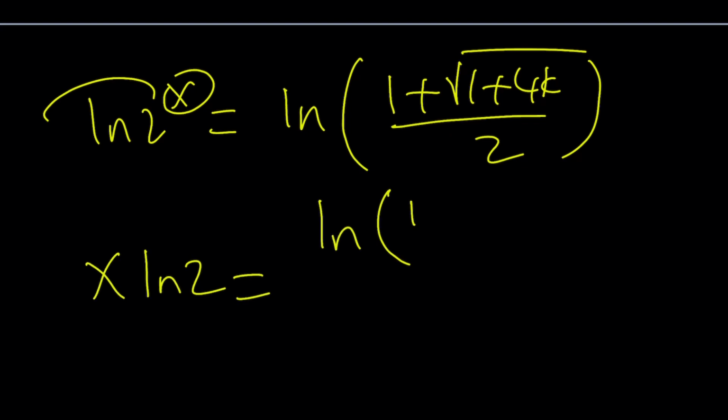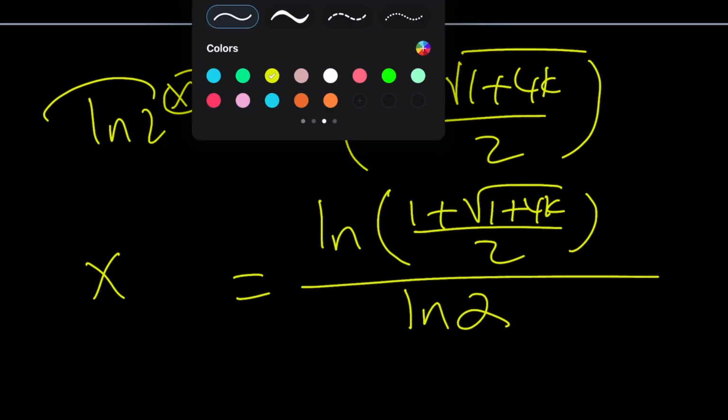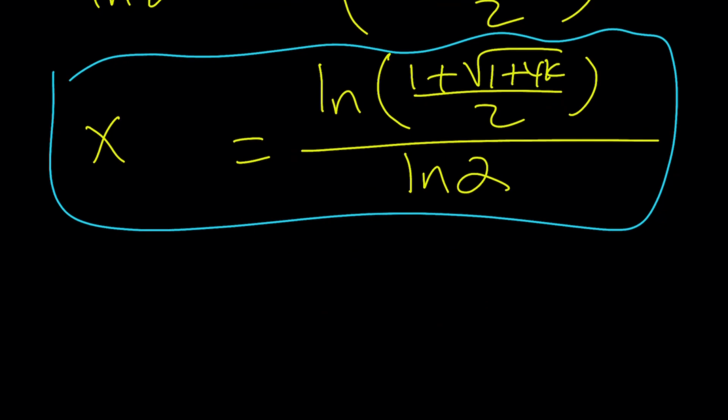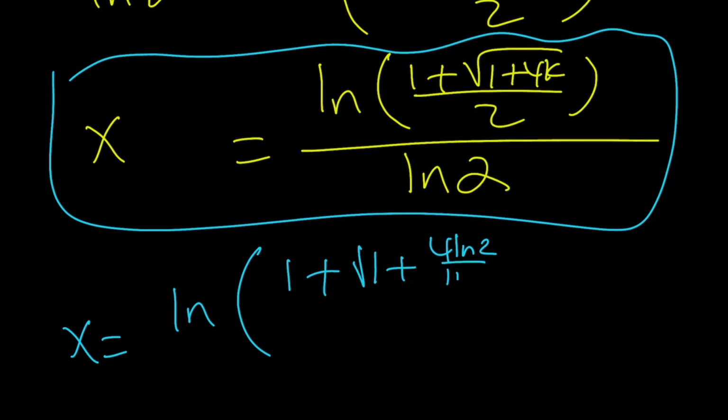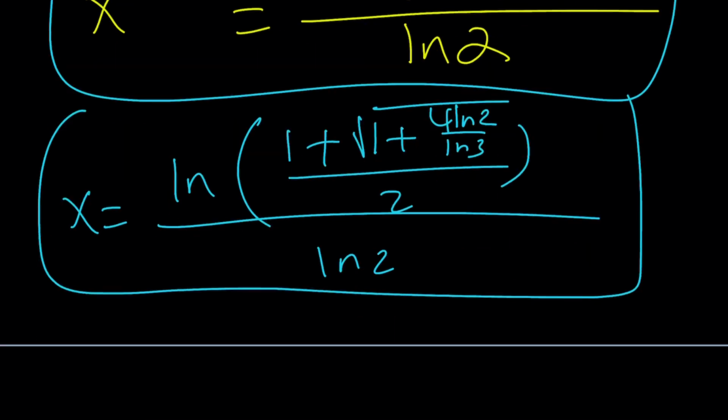Let's go ahead and write this here, because next we're gonna divide both sides by ln 2, and that's gonna give us the value of x. Make sense? Let's go ahead and erase it so it looks cleaner. This is going to be the value of x, which we were looking for, right? And obviously you can replace k with something which is, let's do it. What was k? ln 2 over ln 3. The square root of 1 plus 4 ln 2 over ln 3, and then that divided by 2, and that's going to be divided by ln 2. Obviously, you can simplify this if you want, but that's not super duper necessary.